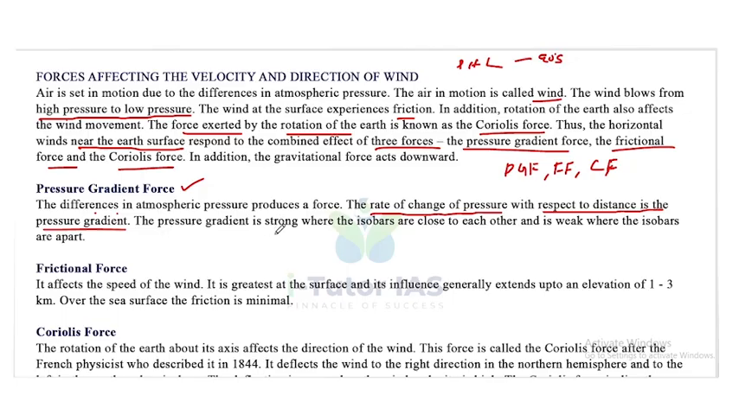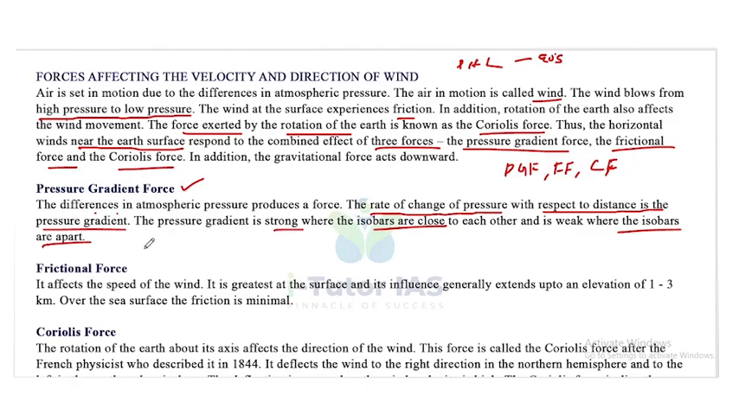The pressure gradient is strong where the isobars are close to each other, and it is weak where the isobars are apart.